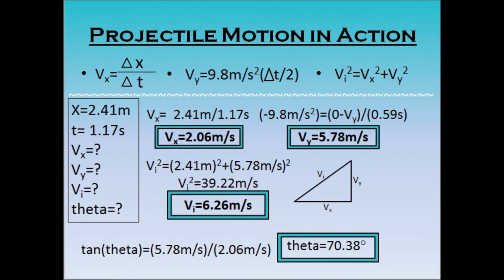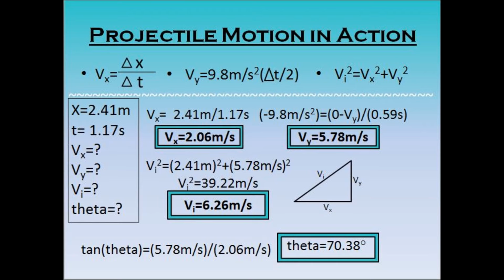Using the equations for projectile motion as well as trigonometry, we can figure out Vx, Vy, Vi, and theta. For Vx, change in position over change in time is 2.41 meters divided by 1.17 seconds, which gives us a velocity of 2.06 meters per second. For the Vy equation, 9.8 meters per second squared is acceleration due to gravity, and 0.59 seconds represents half the time of the total skill, which is the time to the peak. This equation results in a velocity of 5.78 meters per second.